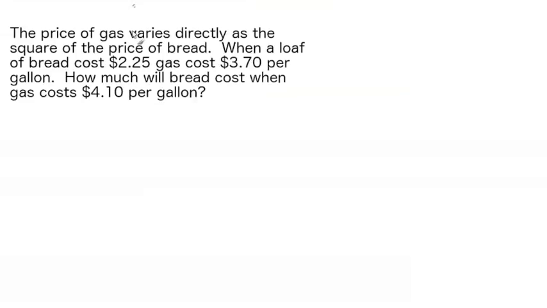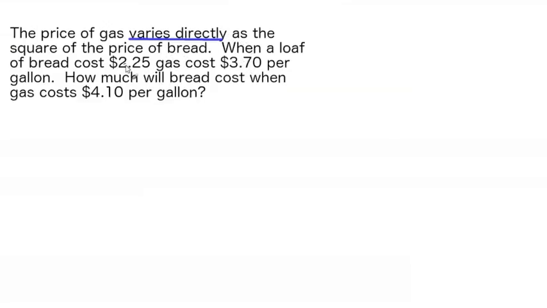Alright, this is a simple example of variation. In this problem, what we're going to be doing is varying directly, which is probably the simplistic version of variation. So here we have the price of gas varies directly as the square of the price of bread. I'm just making this up, but there probably is some kind of relationship between the cost of gas and the cost of bread someplace.